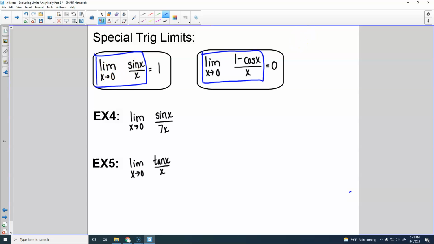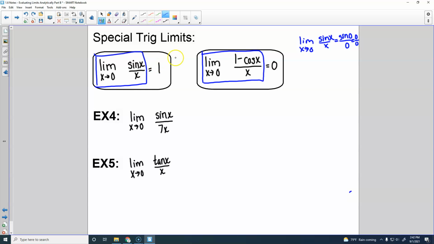If I do the limit as x approaches 0 of sine x over x and try to do direct substitution, I've got sine 0 over 0. So what is sine of 0? It is 0, so 0 over 0. So this is indeterminate form. You can't solve it by direct substitution. But I'm telling you, it equals 1.